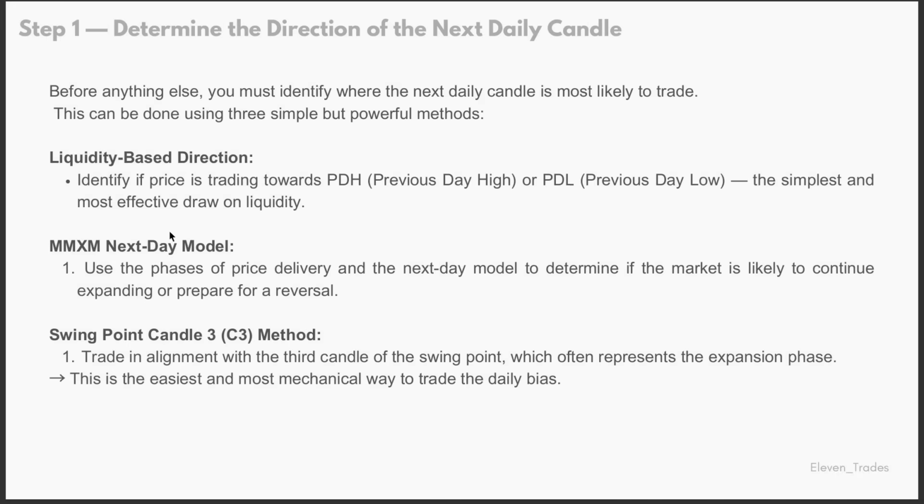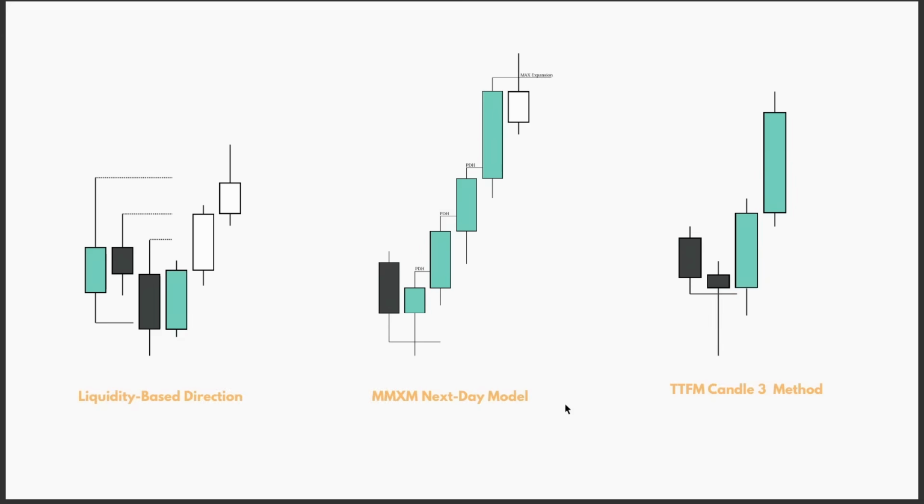Now the second is using the MMXM's next day model. MMXM next day model uses the PD array price delivery, and it uses the previous day highs and the previous day lows as easiest strong liquidities. So here is the schematic. For example, I have a swing point formed at the lows. Now we have a candle 2 quarter.